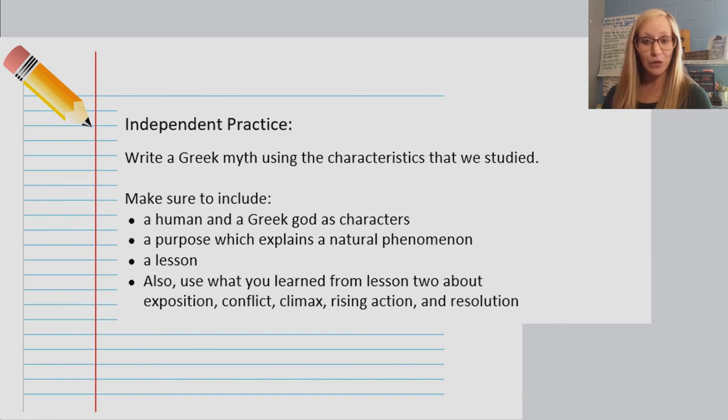Again, you're going to write your own Greek myth using the characteristics we studied. Be sure to include a human and a Greek goddess characters, a purpose which explains a natural phenomenon, a lesson, and use what you learned about the plot elements of a story: exposition, conflict, climax, rising action, and resolution.